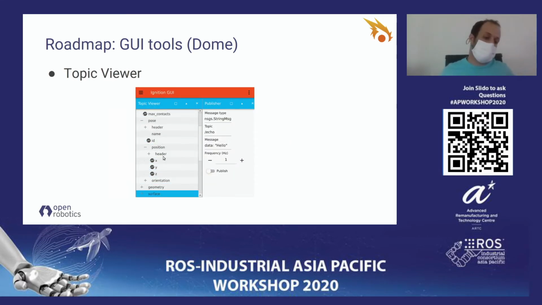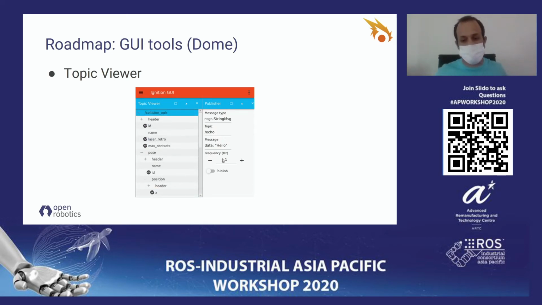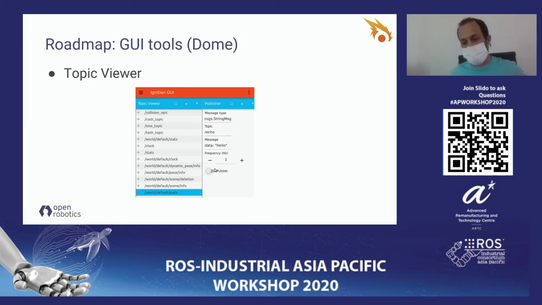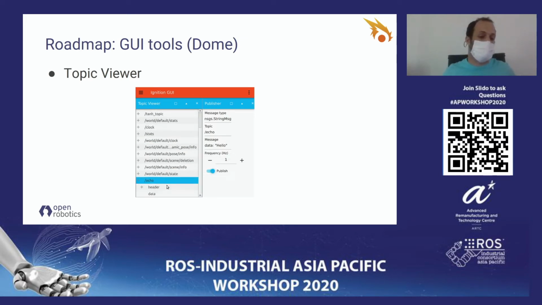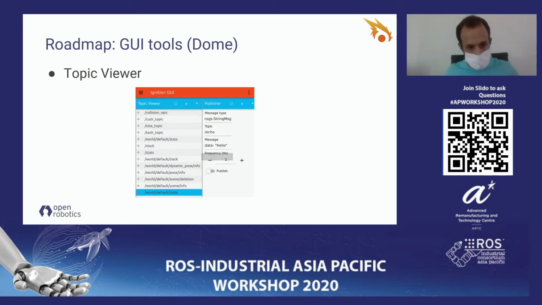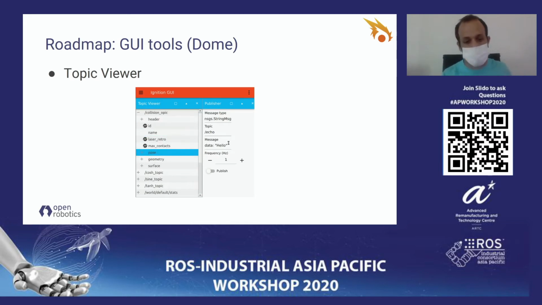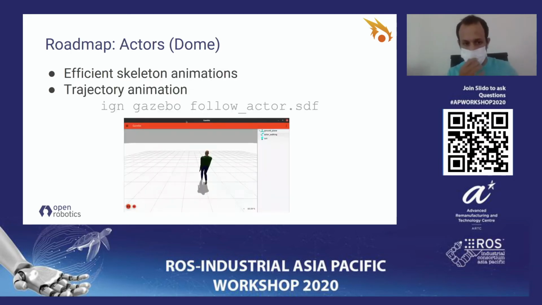This is a topic viewer that we saw before, where you can basically list published topics. The user can access the fields and nested fields and make them draggable, so you can drag them, for example, into what we saw before in the plotting plugin.